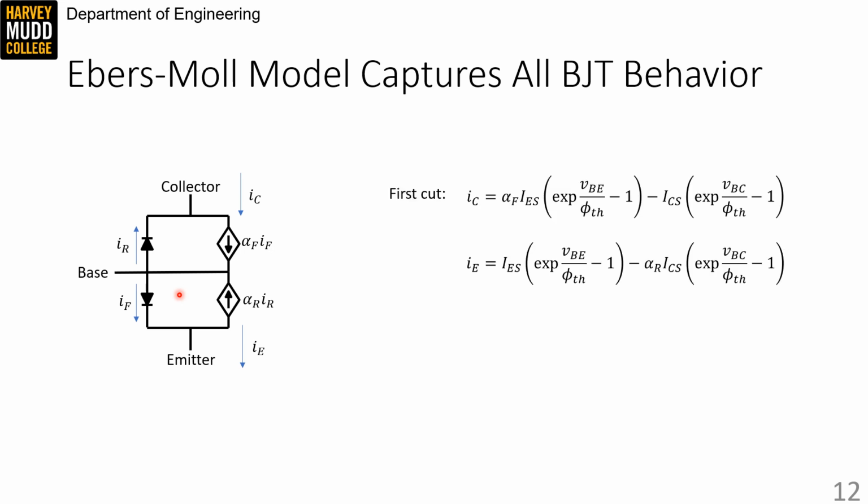We can use this circuit diagram to make equations for the collector and the emitter current. I've substituted the expressions for forward and reverse current in these equations as indicated on the top of this slide. So we can see that the collector current is just alpha F times IF minus IR, which is flowing in the opposite direction. And similarly, the emitter current is IF minus alpha R IR.